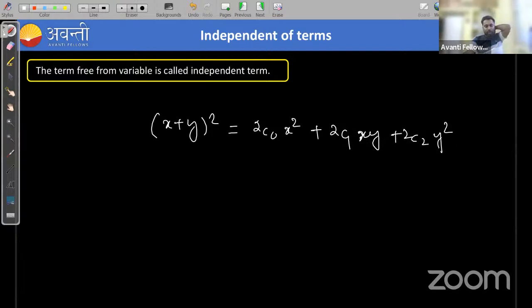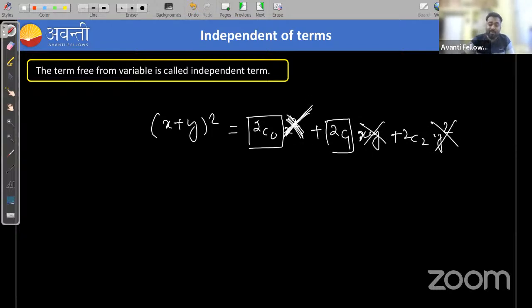So the term free from variable is called independent. So this is the term which is free from the variable x square. If there is no x square, no xy, no y square, there is no variable. We can say the term which is free from variable is called the independent term.